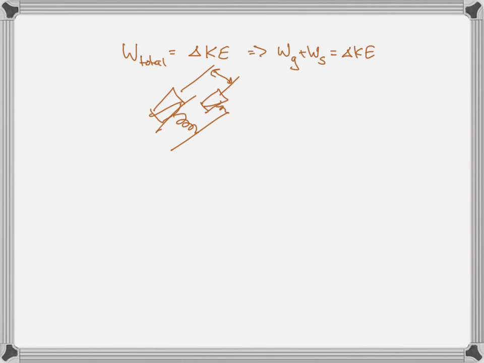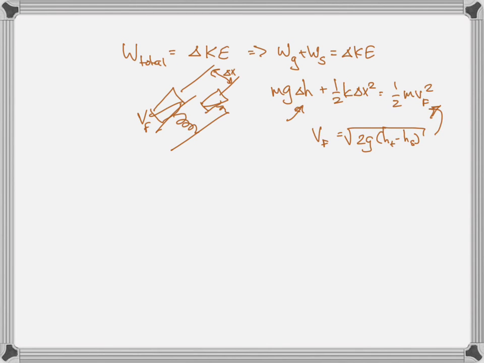I think it's a little easier to get this conceptually, where the work done by gravity is mg delta h, that delta h that we calculated on the previous page, and the work done by the spring is 1/2 k delta x squared. And the change in kinetic energy is from when it had its maximum velocity, which we calculated previously as being 2g ht minus hs. So there's really nothing new here. We make those substitutions for delta h and v final, and we still have a quadratic equation in delta x that we can solve for delta x.